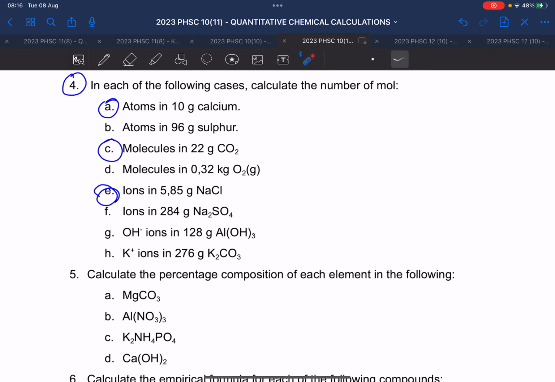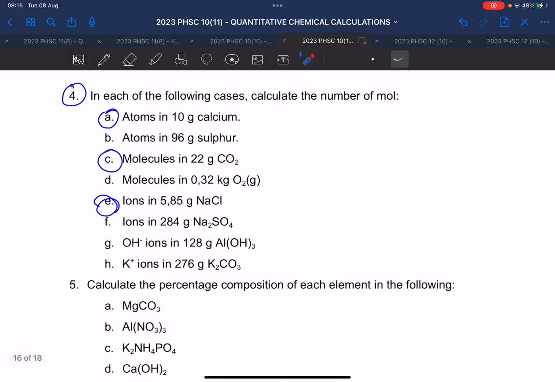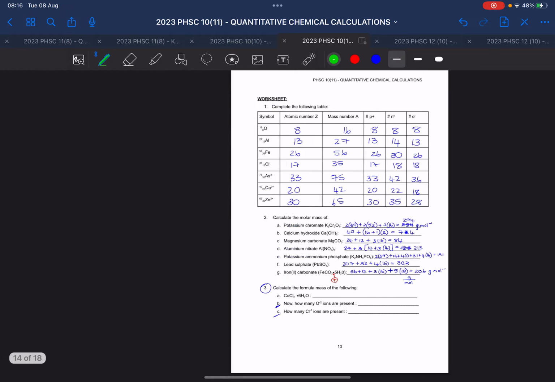Then I want you to also do, please, number 4. At number 4, I want you to do D and G. At D, just check, they give you 0.32 kilograms of oxygen. Not grams, kilograms. So you have to convert it. Okay, right. Then back to your notes.